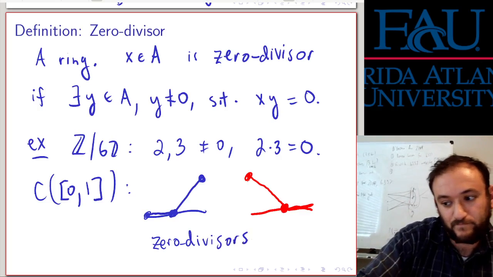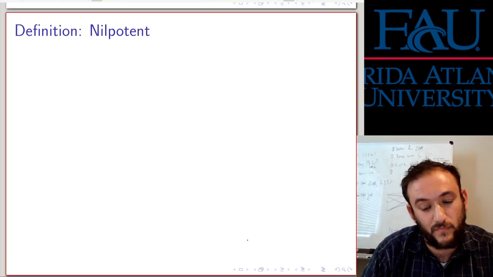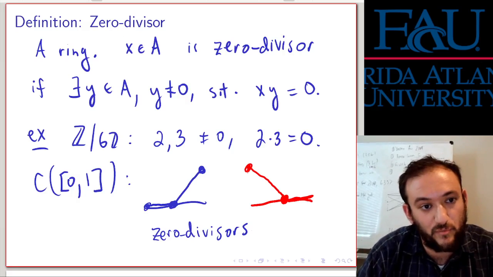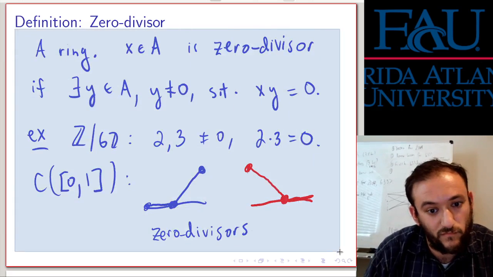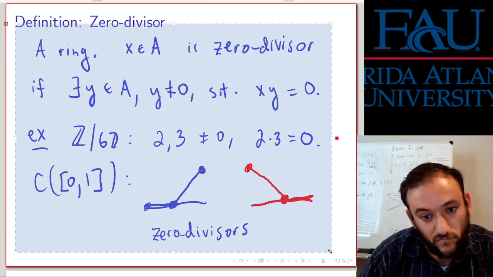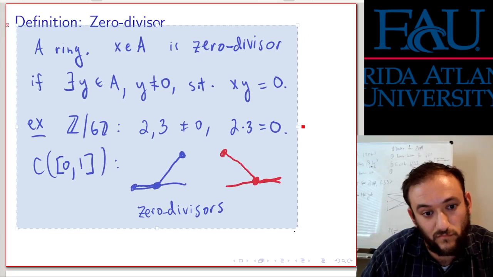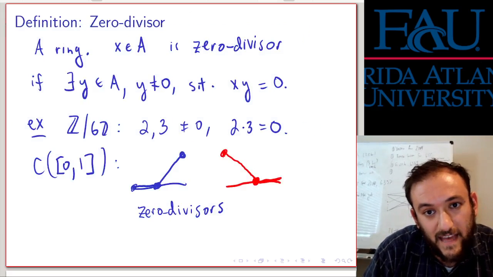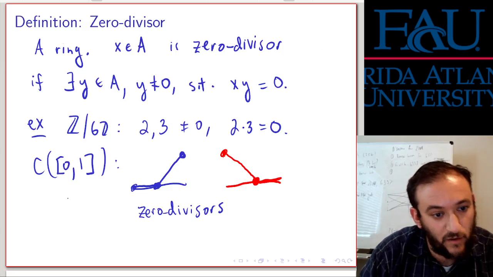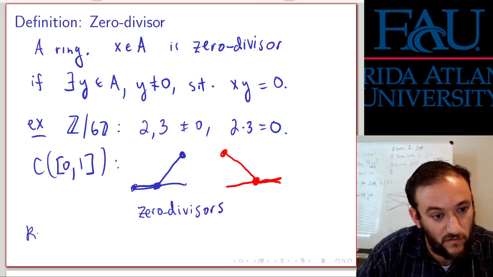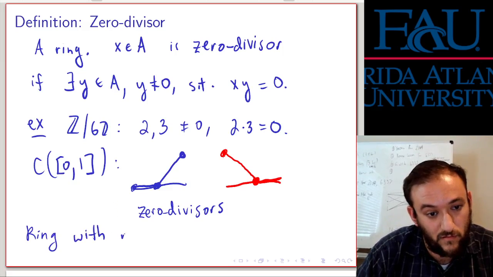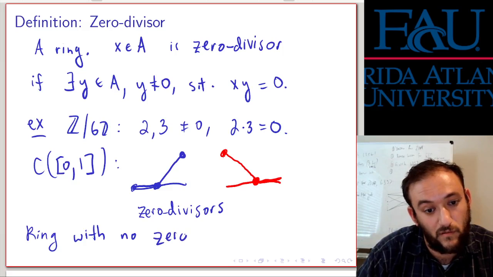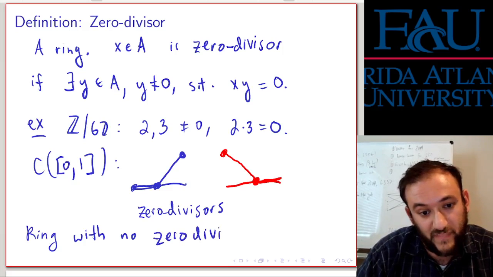Okay. And one more point to make before we move on, is that a ring without zero divisors is an integral domain. That's the name for it.